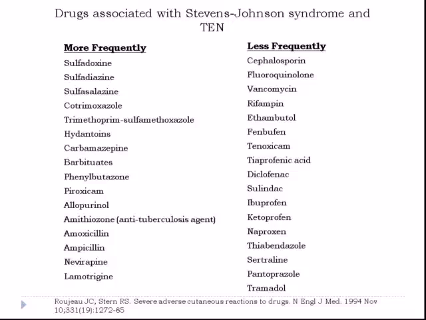Amoxicillin is down there, and this is probably the number one cause. This is probably one of the most prescribed antibiotics. So just the sheer volume of prescriptions will generate most problems with SJS and TEN.